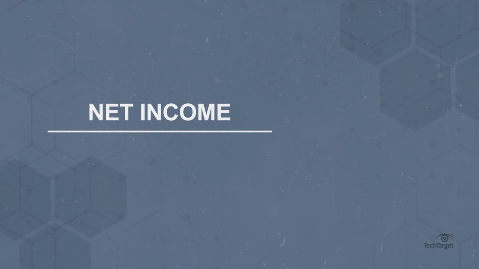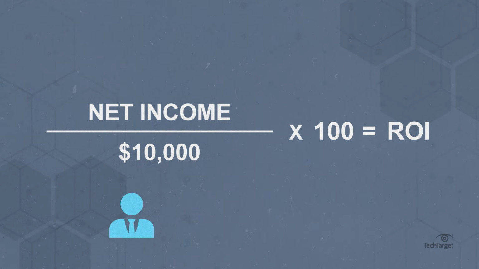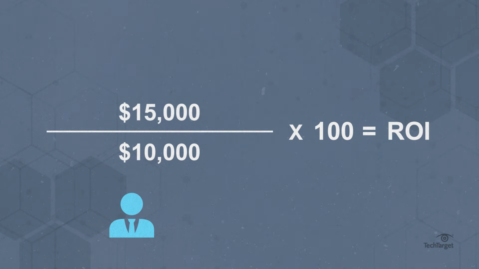There are multiple methods for calculating ROI, but the most common is net income divided by the total cost of the investment times 100. For example, if an investor put $10,000 into a venture and the company's net profits were $15,000, the investor made $5,000, and the ROI would be 150%.